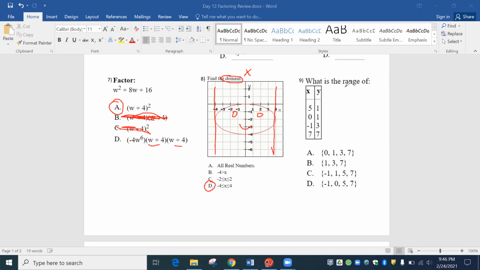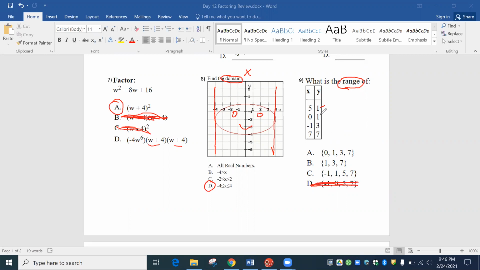All right, number 9 is range. So range is another easy one. Range would be your y's. We're just going to look and see which of these answers lists out all these y's. Now, the easiest way to do this is to take one number at a time. So 1: if it doesn't have a 1, mark it off. That has a 1, that has a 1, that has a 1, but this does not have a 1, so we're going to mark it off.